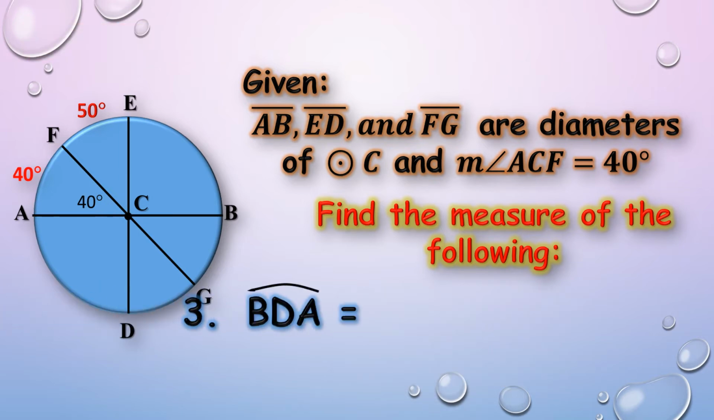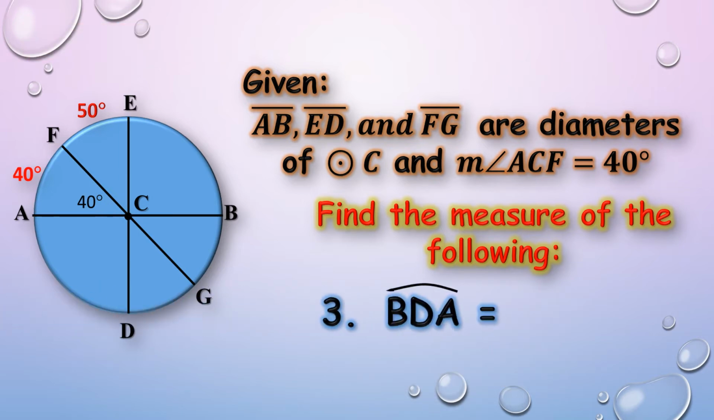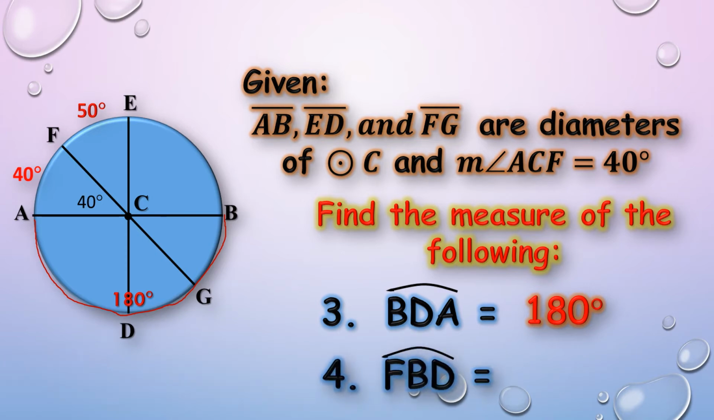Okay, number 3. What is the measure of arc BDA? Okay, so since arc BDA is a semicircle, therefore the measure of arc BDA is 180 degrees. Number 4. Find the measure of arc FBD.